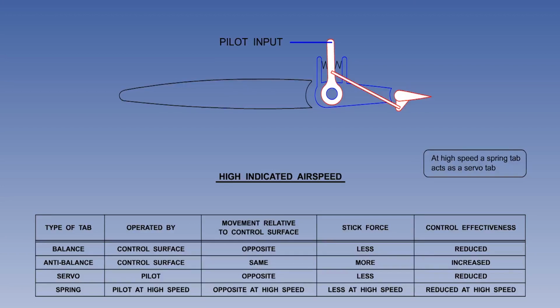To summarize, at low IAS, the spring tab doesn't move relative to the control surface. The pilot moves the control surface and the spring tab together for maximum effectiveness. At higher IAS, the spring tab acts as a servo tab by moving in the opposite direction to the control surface, and therefore reducing control effectiveness. At high IAS, the servo tab reduces the hinge moment, the stick force and control feel. The spring tab can also be used for manual reversion in the event of hydraulic failure to powered flying controls. This will be discussed in detail in the next lesson.